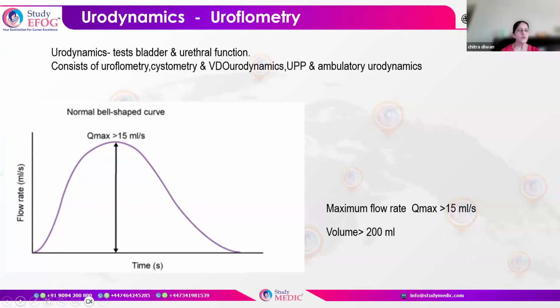Now there are different types of urodynamic function tests that can be done. So you have uroflowmetry, cystometry, video urodynamics, then you have urethral pressure profile and ambulatory urodynamics. Out of these, uroflowmetry and cystometry are the ones that are routinely done. The others are done for very specialized investigations.